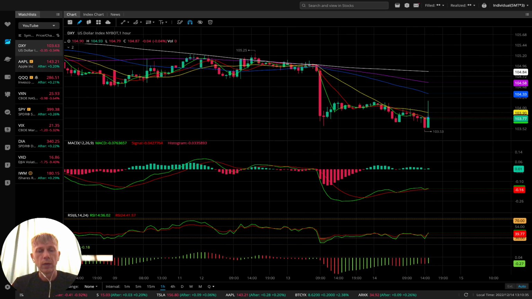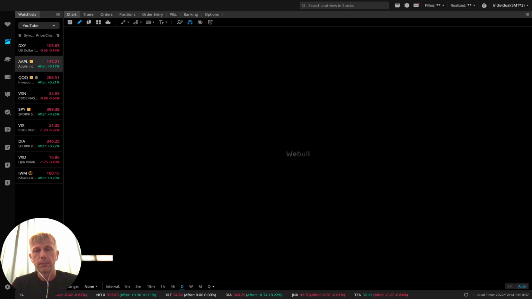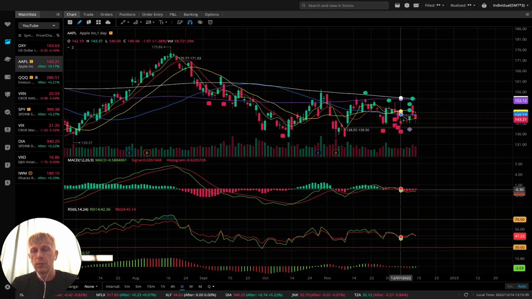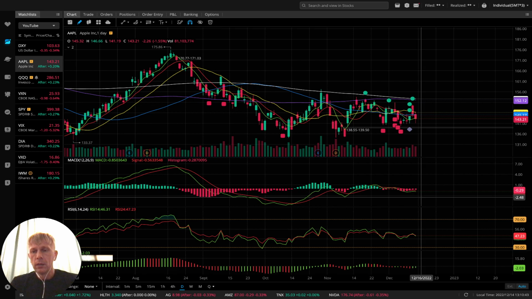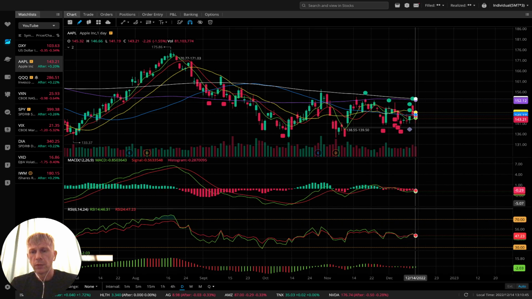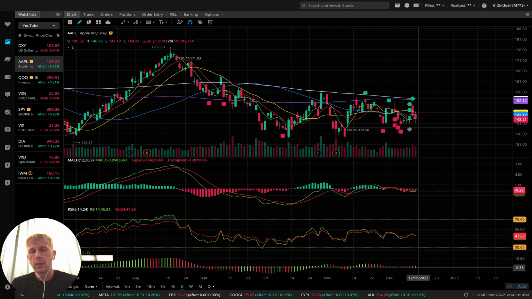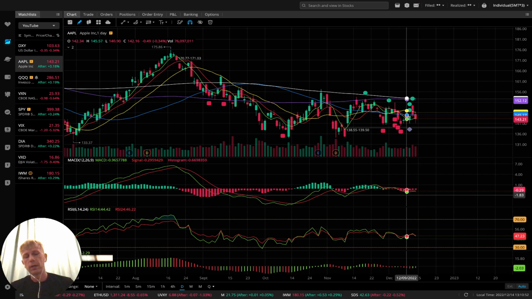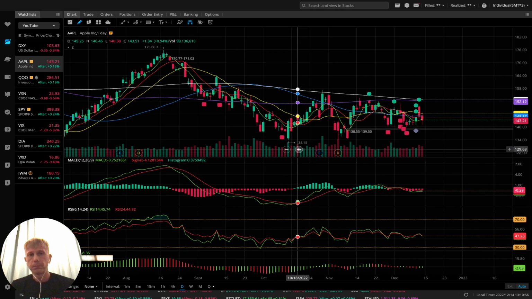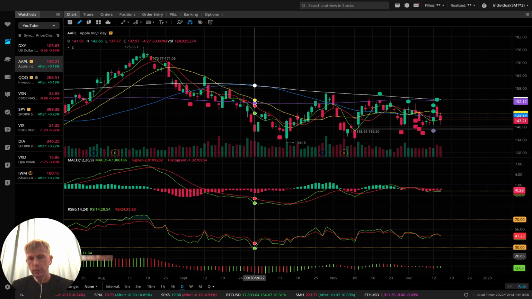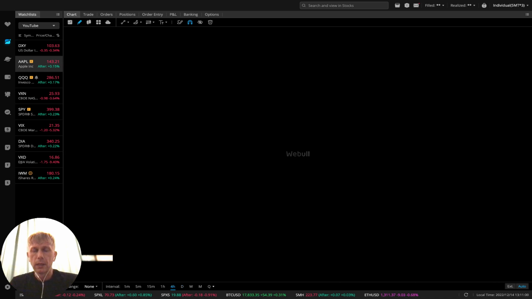Okay, let's move to Apple. Apple daily, still bearish trend on MACD, on RSI, also oscillator green. But generally it's a bearish trend. Bearish trend on daily. Let's check on 4 hours.